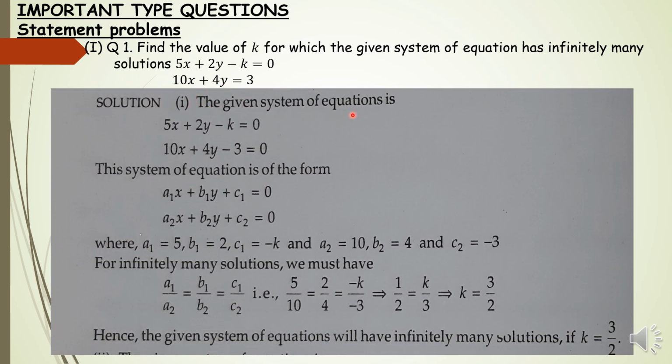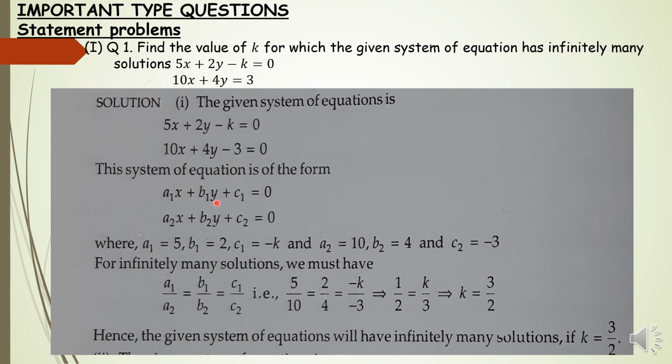The given system of equations is 5x plus 2y minus k equal to 0, 10x plus 4y minus 3 equal to 0. In the question it is given the given system of equation has infinitely many solutions. So, the given system of equation is in the form a1x plus b1y plus c1 equal to 0 and a2x plus b2y plus c2 equal to 0. From the equations we have a1 is equal to 5, b1 is equal to 2, c1 is equal to minus k and a2 is equal to 10, b2 is equal to 4, c2 is equal to minus 3.